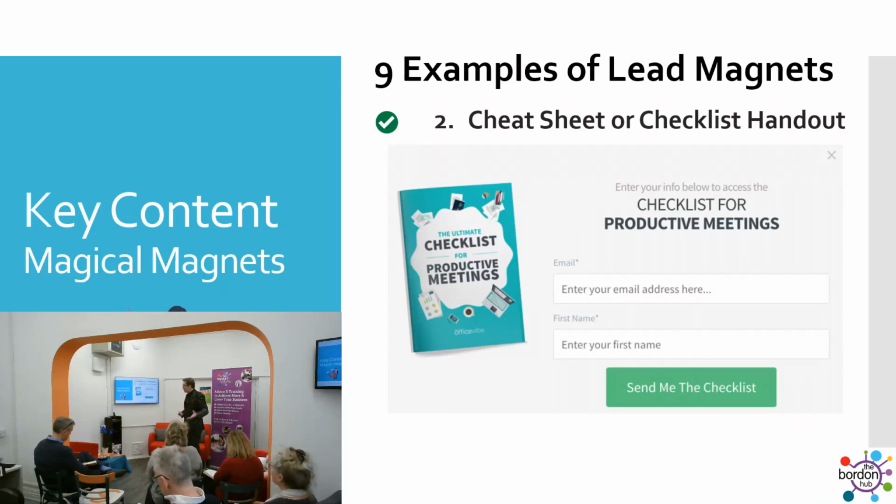So here's a cheat sheet or checklist handout: the ultimate checklist for productive meetings. Their target audience is much better explained on the fuller website. It's office managers and people who have teams that they manage. A bugbear of many managers is meetings that go on and on and on. Great little download for office managers or people organising meetings to look through and go, yeah, we do that.